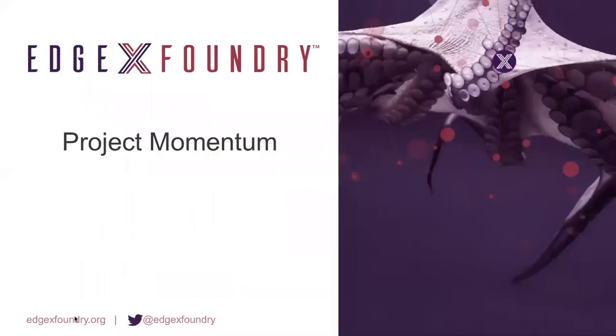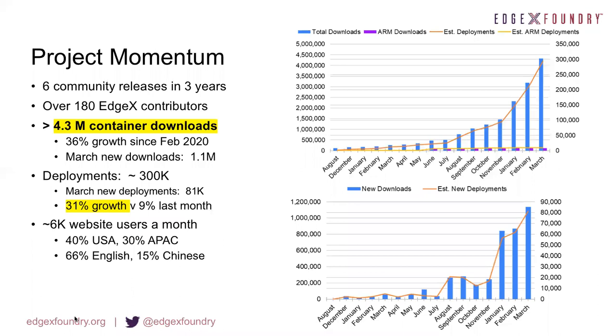Next slide, May. So where are we in terms of momentum? We have again, a release that's in its 6th revision. We have over 180 EdgeX contributors globally today. About 30 to 40 of those are active in any given release. And we just surpassed 4.3 million container downloads on March 31st. And in March, that was the first month where we had more than 1 million container downloads in that month alone. So we think the momentum behind EdgeX is growing very, very strong.